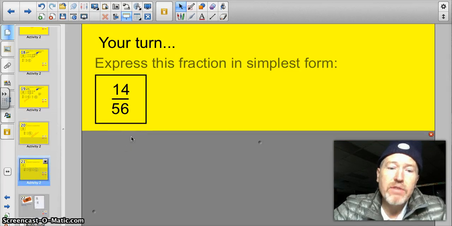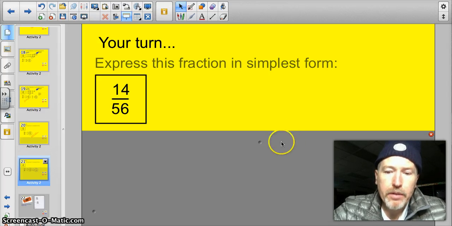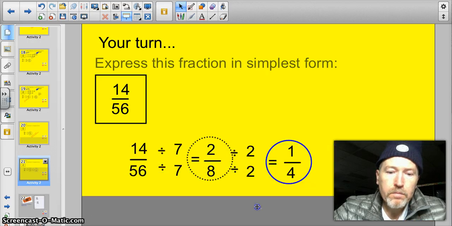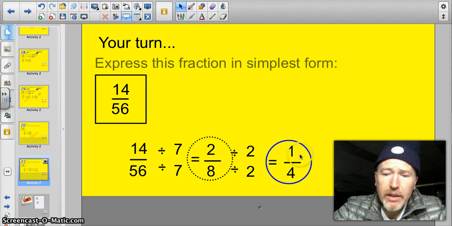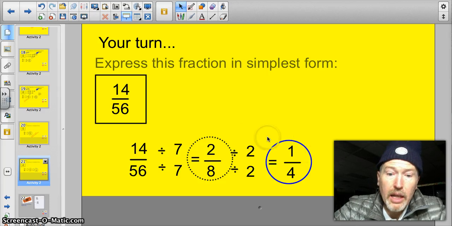All right, here's another example. Try this one. 14/56. Go ahead. All right, let's see how you did. Well, I knew that 7 went into both numbers, so I divided by 7. Unfortunately, that's not the greatest common factor. I got to 2/8, and I realized that's not reduced. So I divided by 2 again, and I got to 1/4. If I wanted to go back and fake it, I could, because 7 times 2, or 14, would be the greatest common factor.